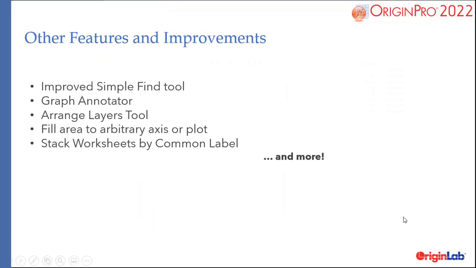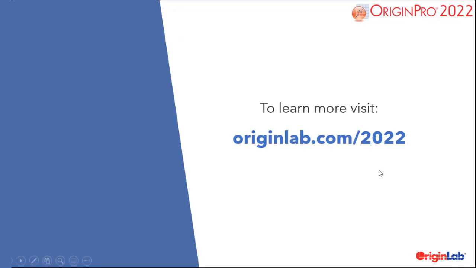There are several other small features and improvements, such as improved simplifying find tool, graph annotator, a tool to arrange layers, fill area to arbitrary axes and plots like we saw earlier, stack worksheets by common label, and there are several other small features and improvements as well, which you can find by visiting originlab.com/2022. We feel this is an exciting version, and we hope you get the chance to explore the features.